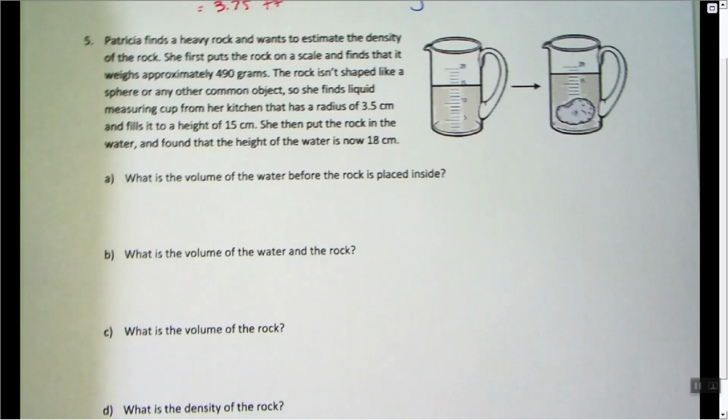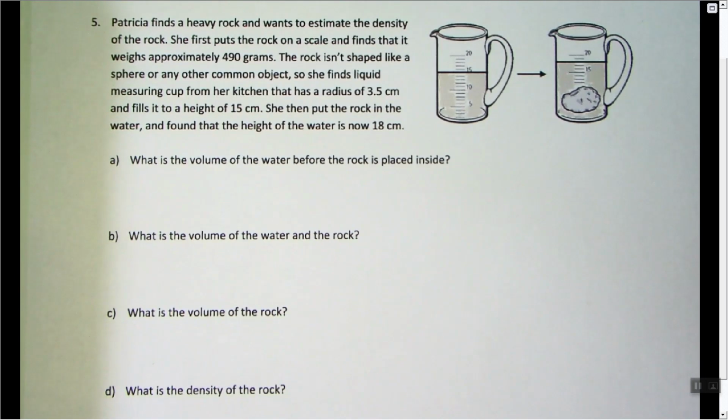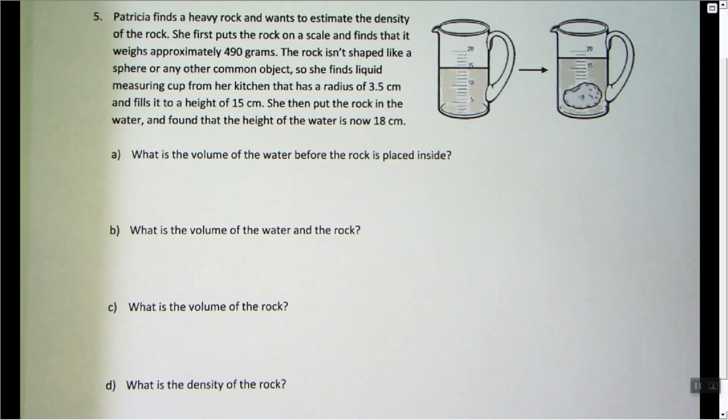Okay, the last one I will look at is this one. Patricia finds a heavy rock and wants to estimate the density of the rock. That's a normal thing that kids do these days. I'm just kidding. I don't know. Maybe she got bored being inside for so long. She first puts the rock on a scale and finds that it weighs approximately 490 grams. I know it's a weight, not a mass, but anyway, that's the mass.